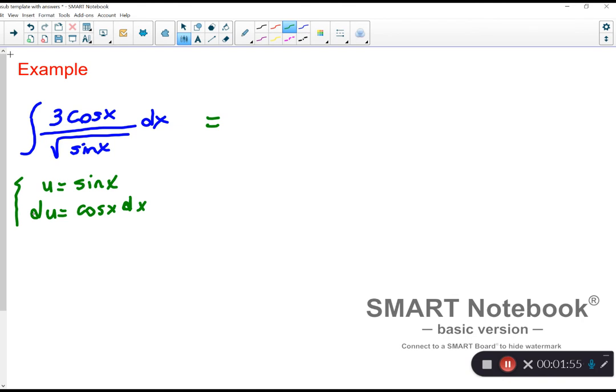Now, when we rewrite this problem, I'm going to pull the 3 outside. The bottom just became the square root of u, and cosine x dx is what turned out to be just du. Think about how you would integrate this. Let's write this as u to a power. U to the negative 1 over 2 du.